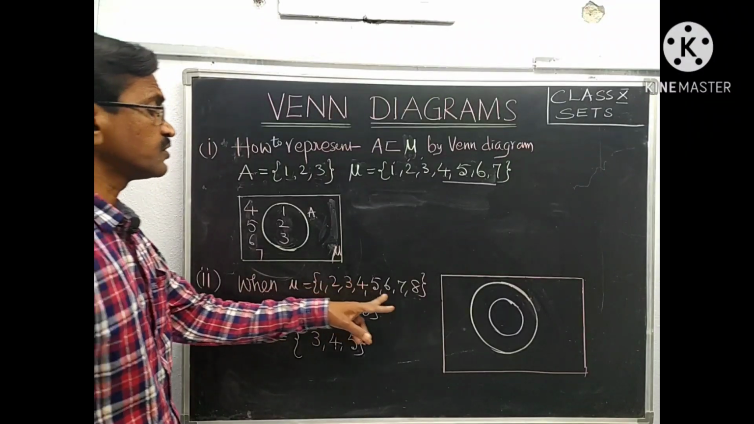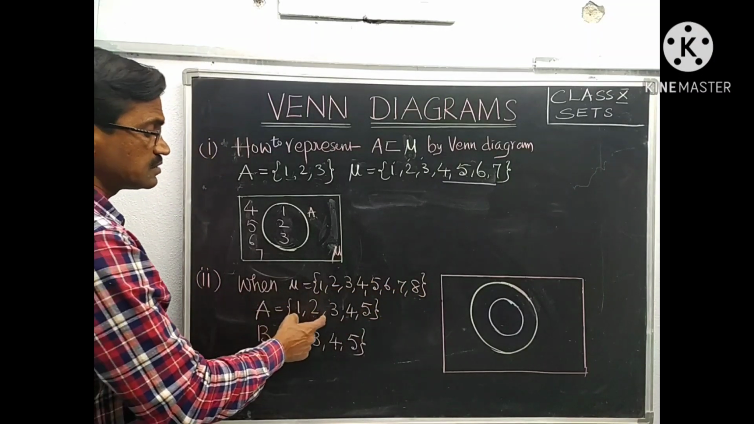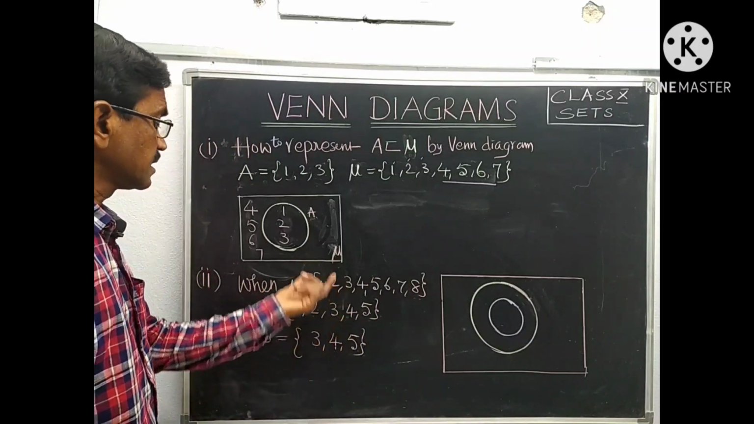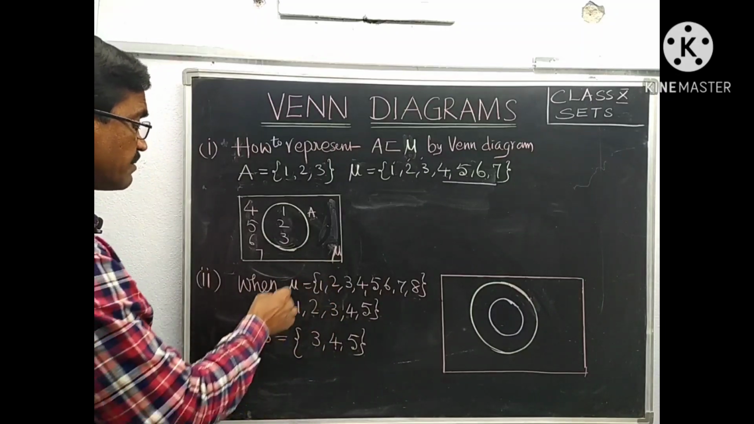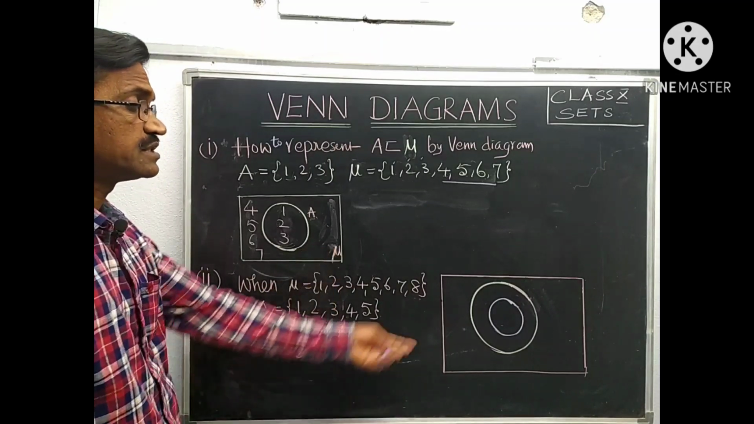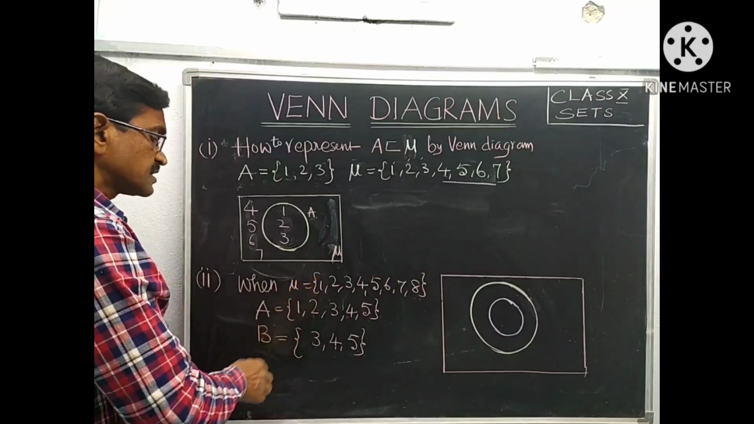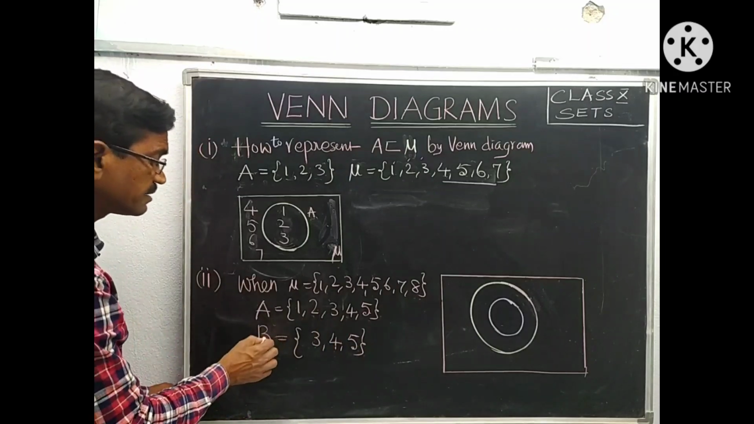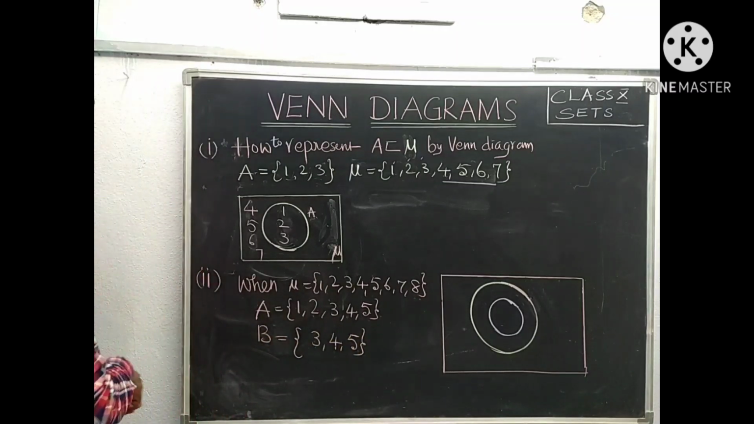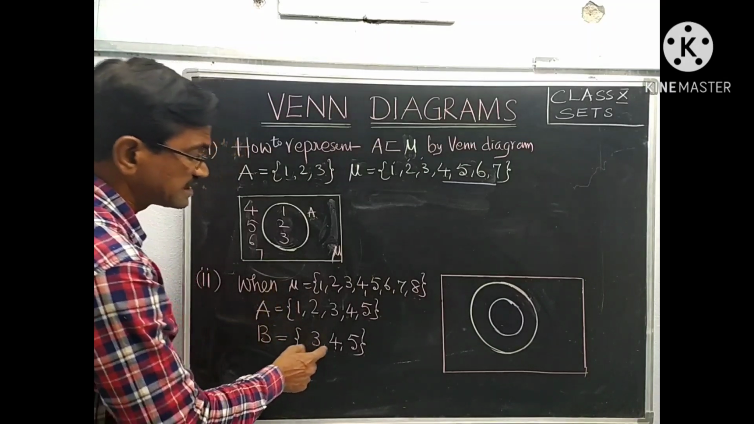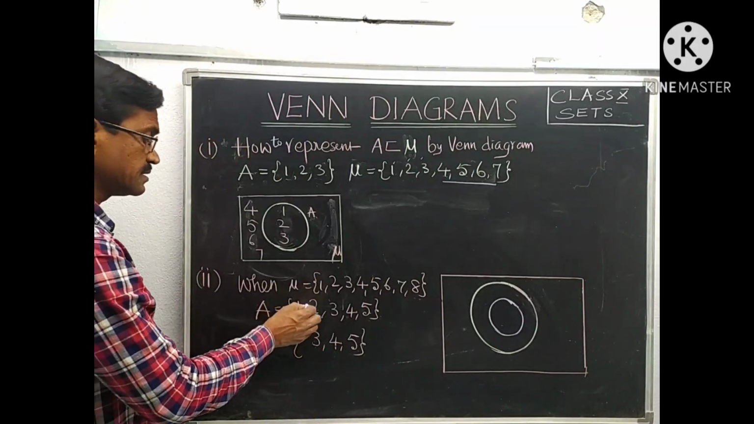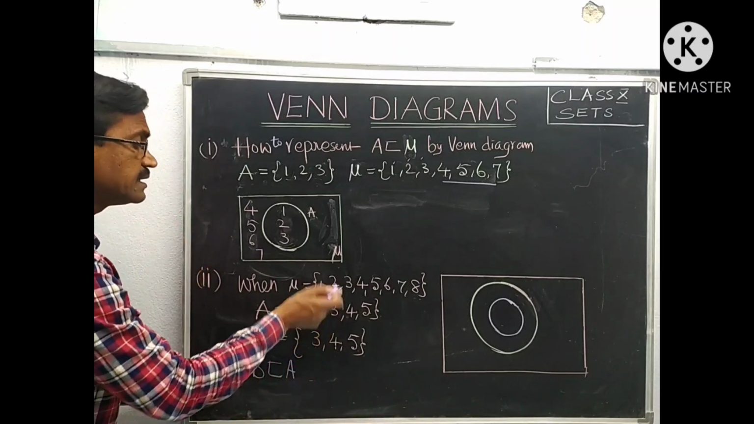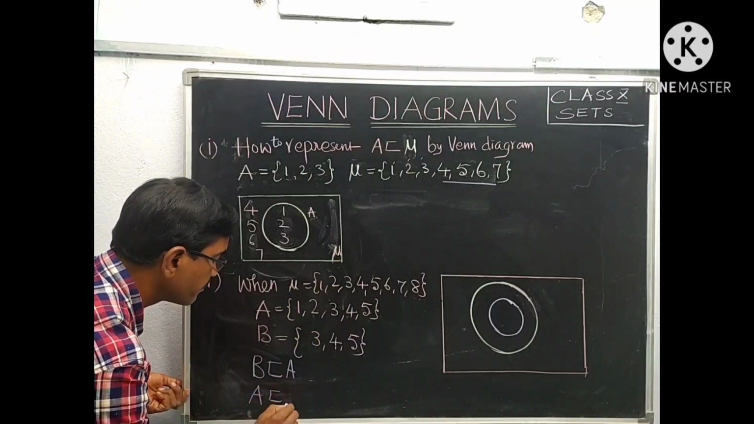When μ is equal to 1, 2, 3, 4, 5, 6, 7, 8, A is equal to 1, 2, 3, 4, 5, B is equal to 3, 4, 5. How to represent this relationship among these three sets by using Venn diagrams? First of all, you have to take the set elements in B. Here B is 3, 4, 5. B is a subset of A because all elements of B also exist in A. So B is a subset of A and A is a subset of μ.